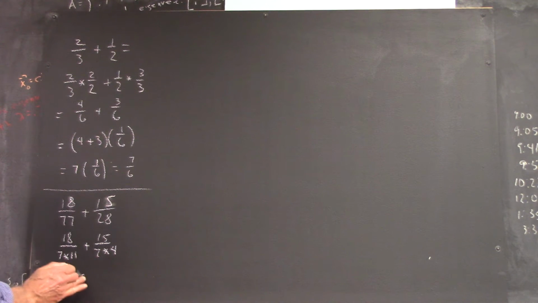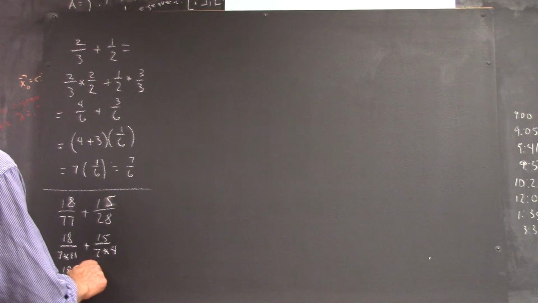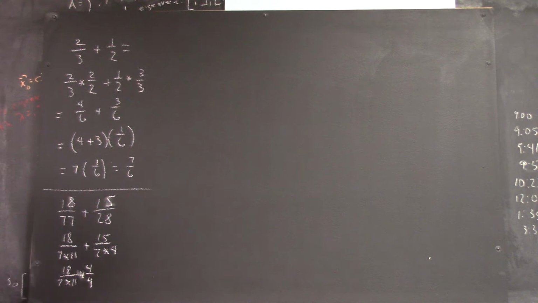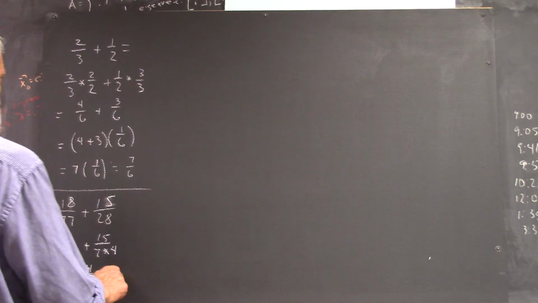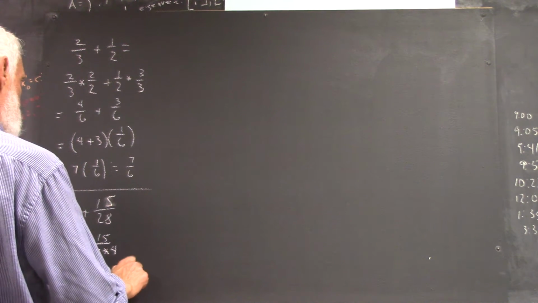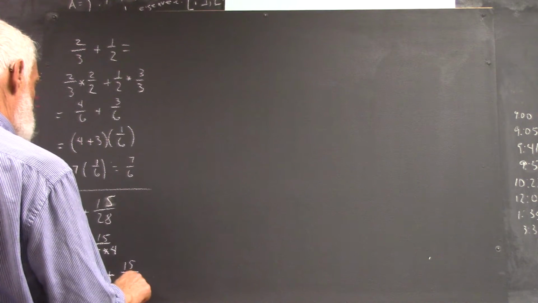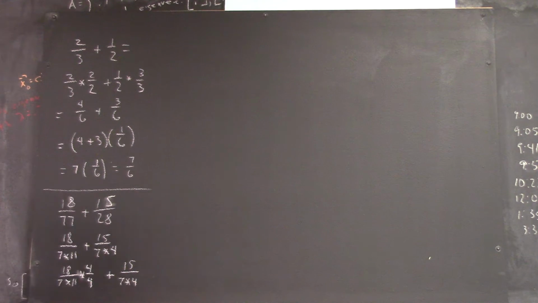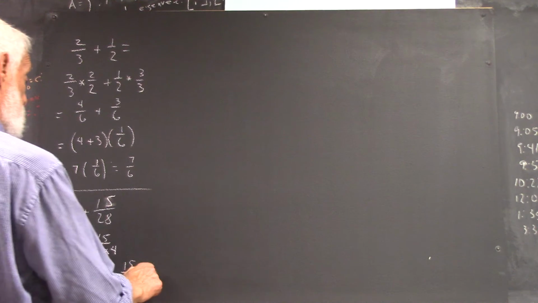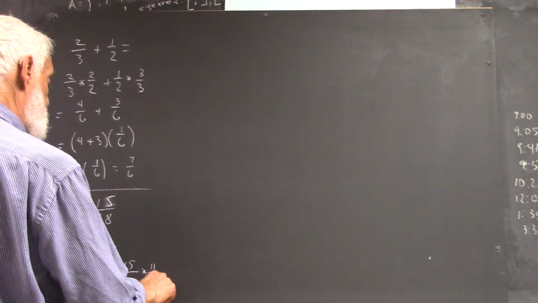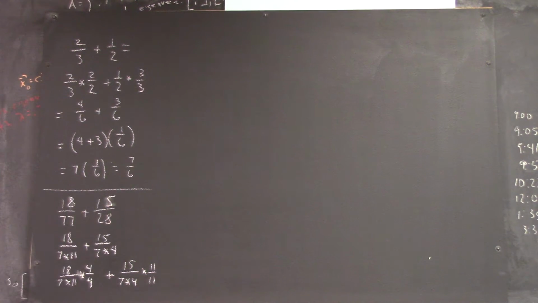So I multiply this by 4 over 4. And now my denominator will be 7 times 11 times 4, right? And then to that I add, well, I've got to add 15 over 7 times 4. Is there anything in this denominator that isn't in this one? 77. Oh yeah, the 11. So I multiply by 11 over 11. Okay? Make sense?